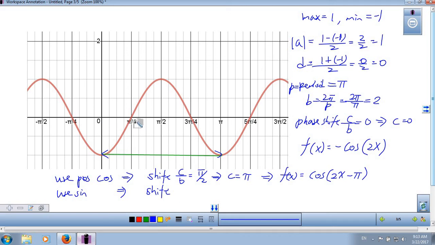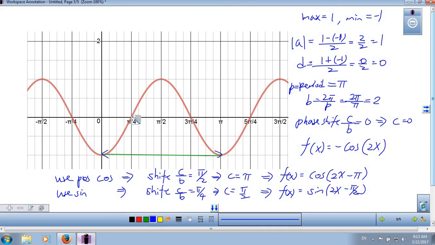Because I'm not starting at 0, I'm starting at pi over 4. So c over b would be equal to pi over 4. That means c would be equal to 2 times pi over 4, which is pi over 2. So our function would be sine of 2x minus pi over 2. So they are all equivalent functions representing the same graph.